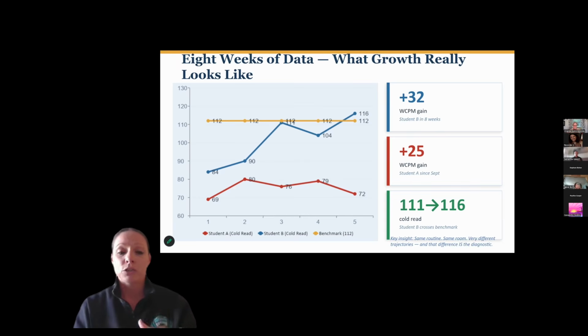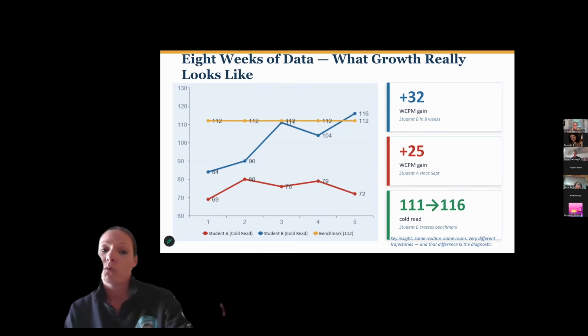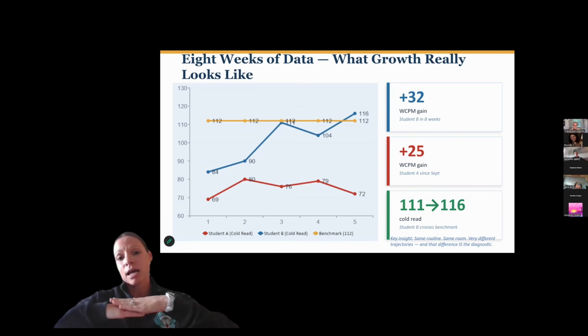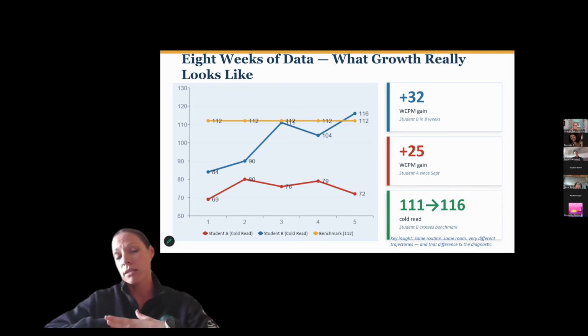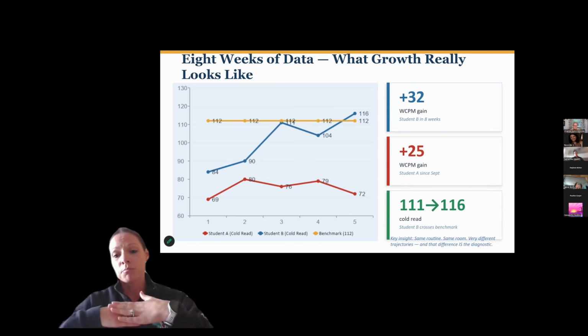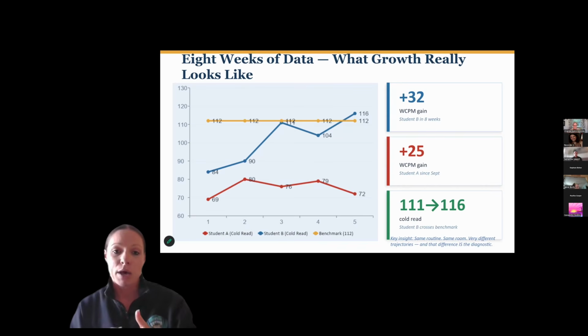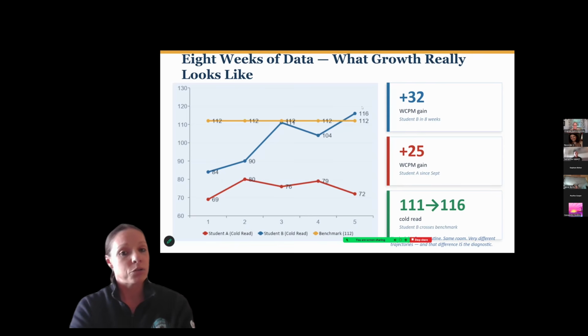This is just another way to look at that same data. You can see the orange mark is that 112 benchmark number that we were trying to get both of them to. And the purpose is I wanted to get them there before they had to take their ELA test, to help them be able to access the content on that test as best as they could. And so you see, student B was able to cross that threshold by the time we were done with those 8 weeks of focused feedback and instruction, whereas student A really struggled and never moved much along the way.